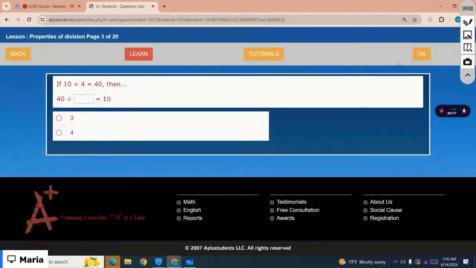If 10 times 4 is 40, then 40 divided by what number is 10, which is the correct option? The correct option is 4. 40 divided by 4 is 10.